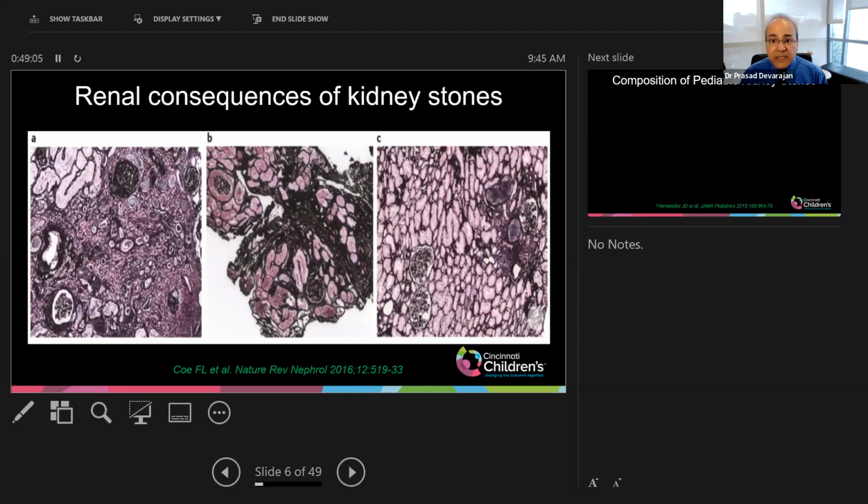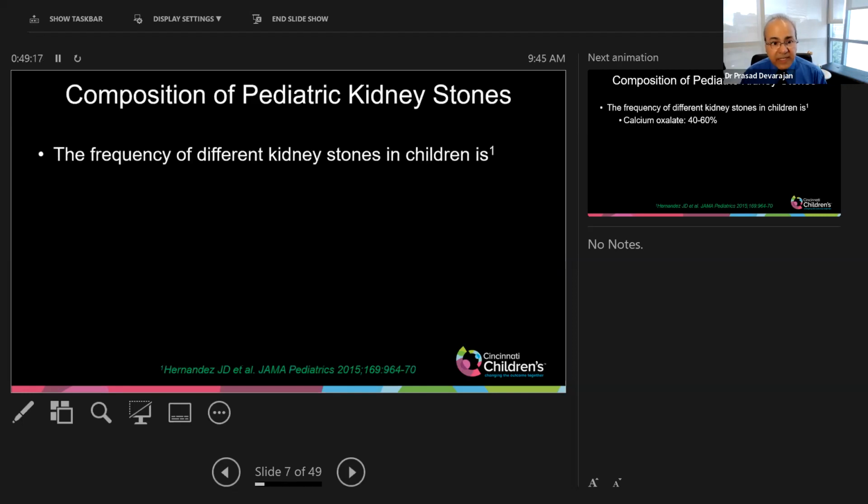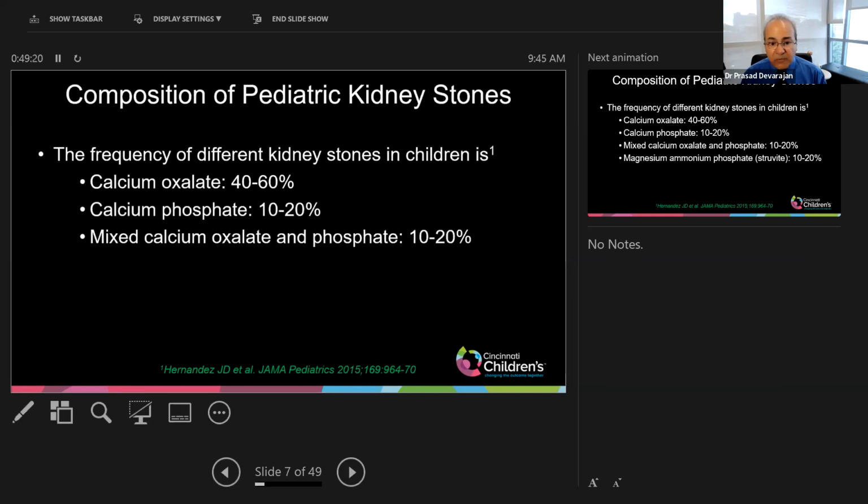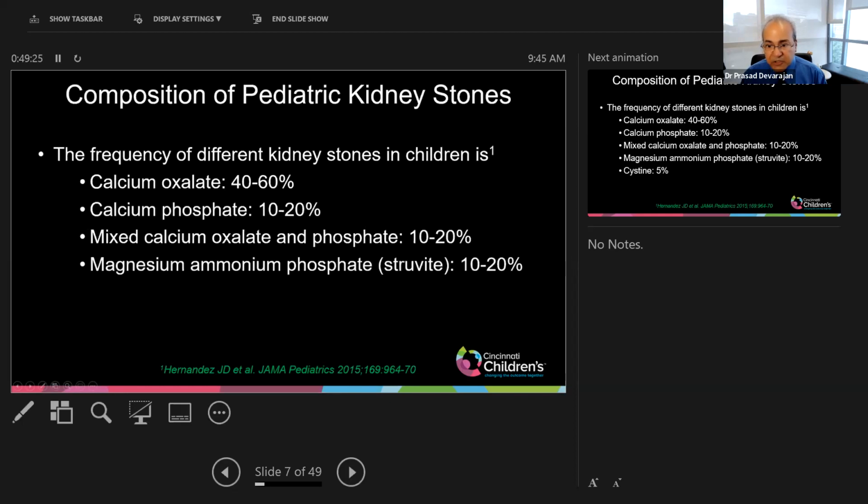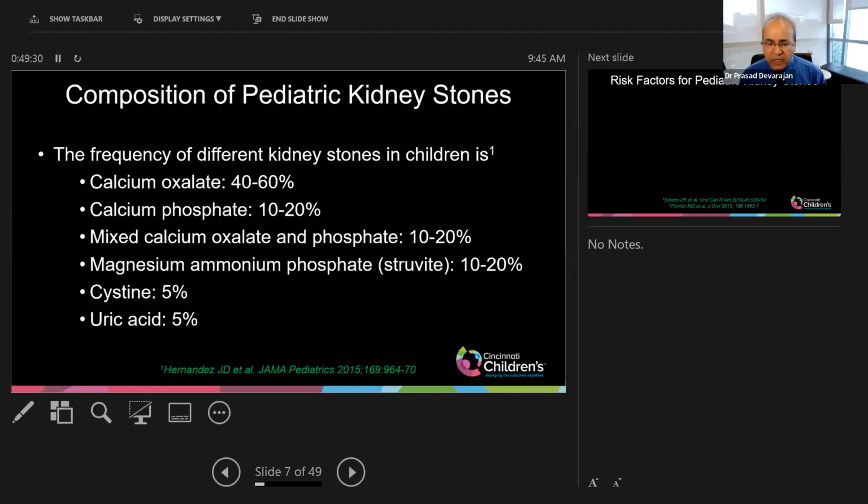What forms these kidney stones? We all know that it's mostly calcium oxalate, calcium phosphate, or mixed calcium oxalate and phosphate. There are some rarer causes in children, the infectious or struvite stones, cysteine, and uric acid. And there are some even more rare causes like primary hyperoxalurias. But the bulk of kidney stones are either calcium oxalate or calcium phosphate or mixed calcium oxalate and phosphate.